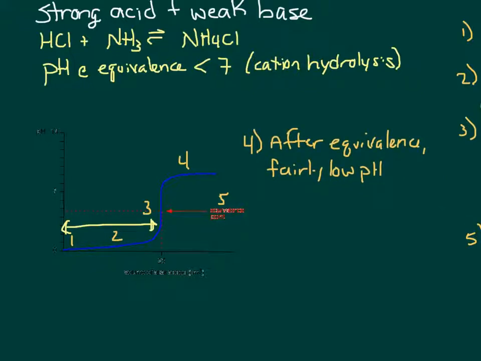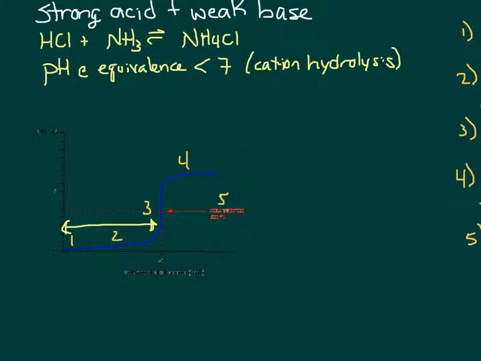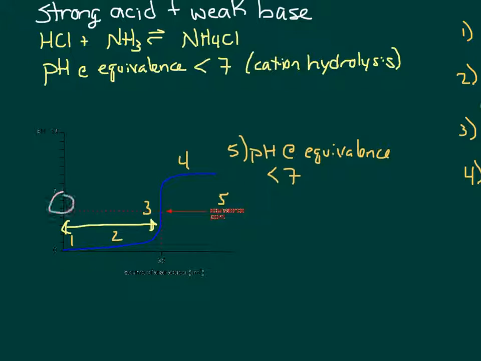And after the equivalence, when the curve plateaus, it is at a fairly low pH, again representing a strong acid, weak base. And that pH at equivalence is going to therefore be less than 7. If you look over on the graph, it is right below 5 for this particular reaction that's being represented.